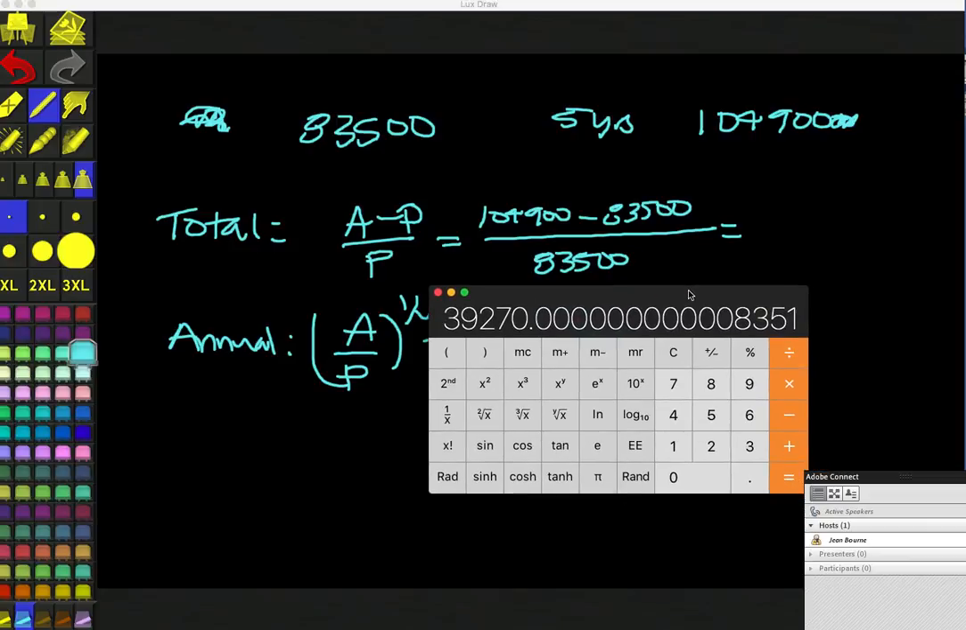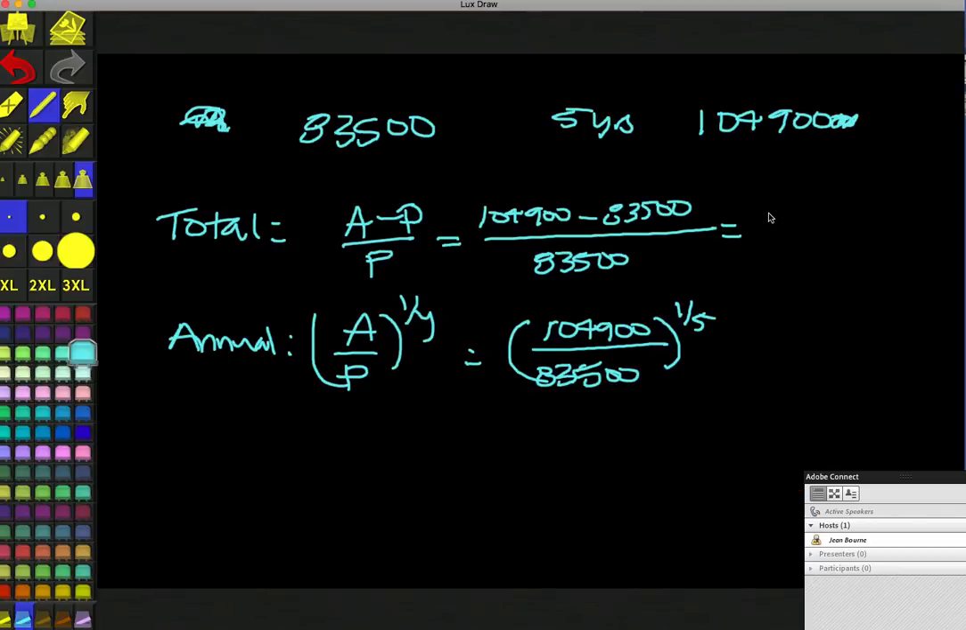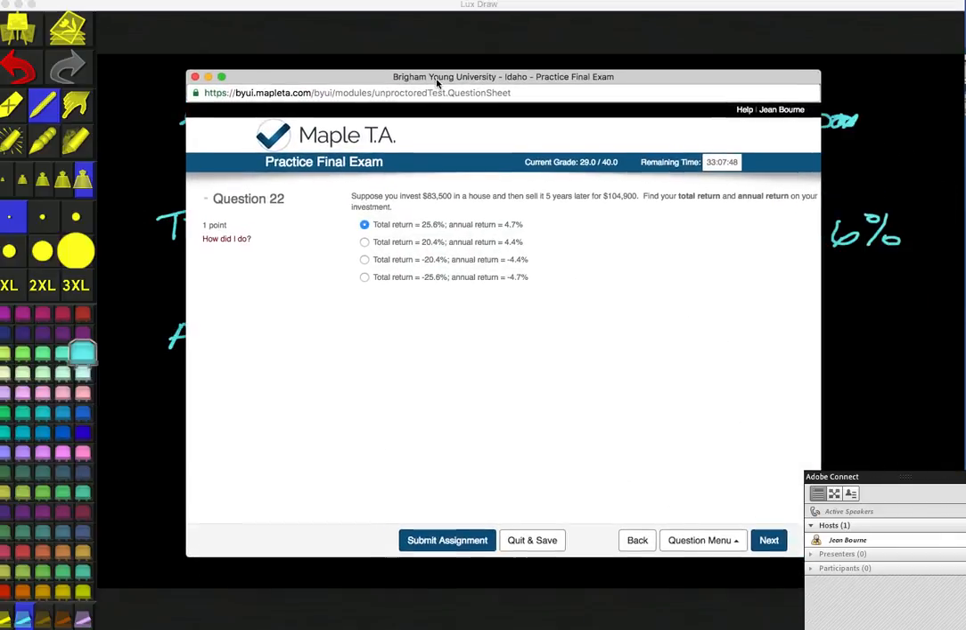Okay, this first one, I'm going to go 104,900 minus 83,500. That tells me my profit, how much I made. They want to know what percent, how that relates to what I invested. So I'm going to take that and divide it by 83,500. So that is 25.6%. In this case, you could actually get the answer from here. Where did that go? Oh, here it is. This one's 25.6, but it's negative, which would have meant that I'd lost money.